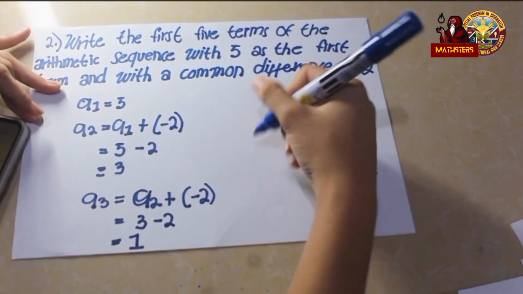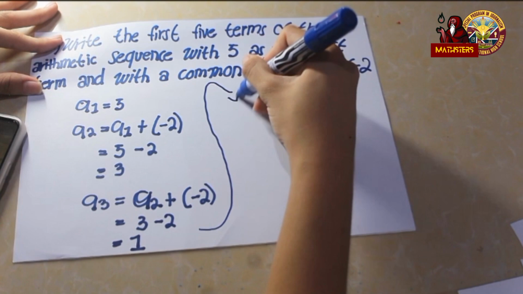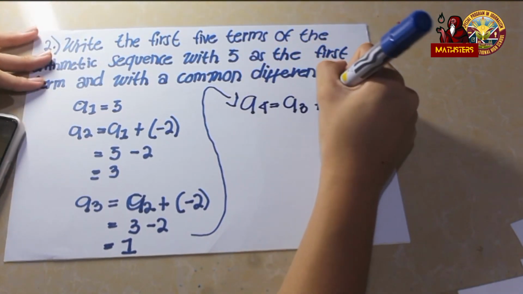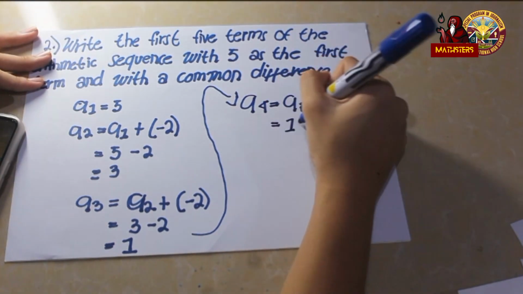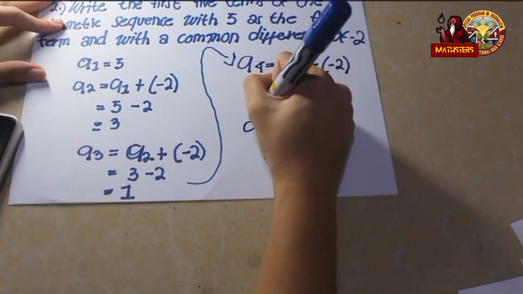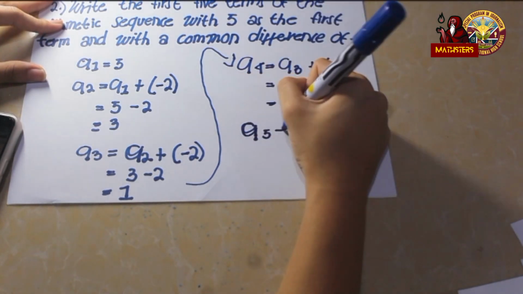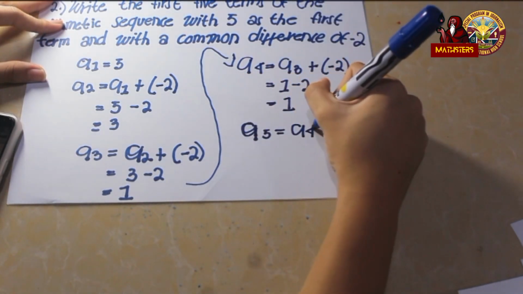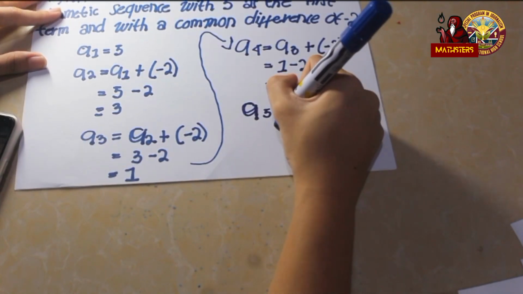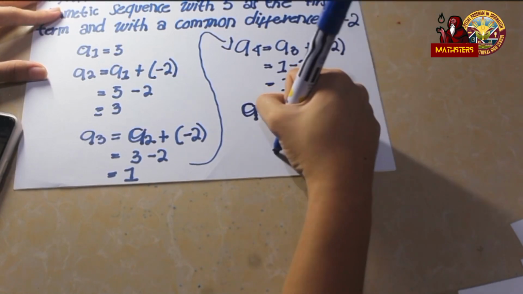That's our third term. To find the fourth term, we use the same logic. We take the third term, 1, and subtract the common difference, negative 2. So, 1 minus 2 equals negative 1. That's our fourth term. Finally, for the fifth term, we start with the fourth term, negative 1, and subtract the common difference, negative 2, once more. So, negative 1 plus negative 2 equals negative 3.